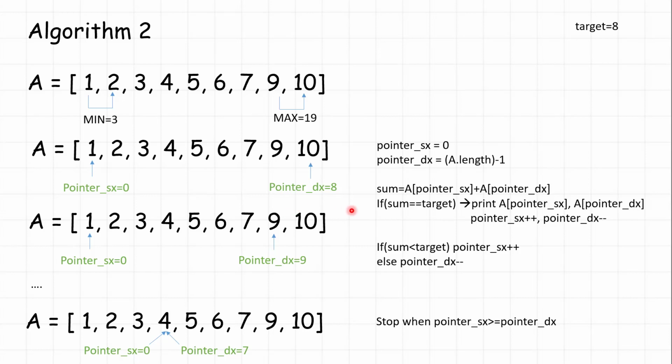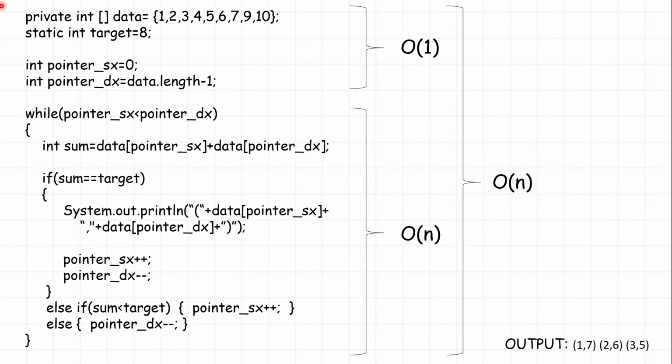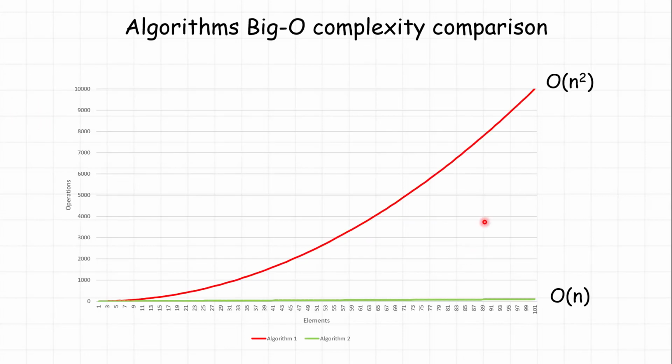Finally, the solution is just to decrease the right pointer in case the sum is greater than the target and increase the left pointer in case the sum is lower. When the two pointers arrive at the same position, the algorithm ends. If you look at the code, we can see that with this approach we have just one loop with respect to the previous algorithm, so the complexity is linear. The graph shows the differences between the execution of the first and the second algorithm. As we can see, as the number of elements in the starting array grows, the difference becomes very huge.